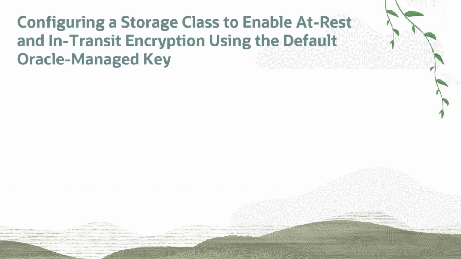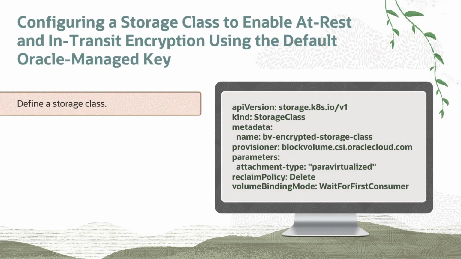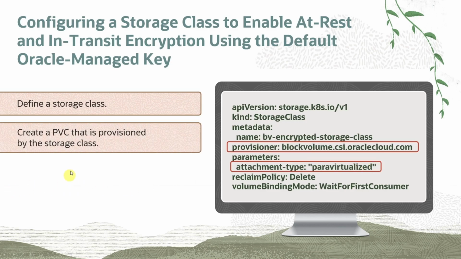To provision a PVC on a block volume using a master encryption key managed by Oracle to encrypt data at rest and optionally in transit, you must define a storage class and set the provisioner to blockvolume.csi.oraclecloud.com. Also set the attachment type field to paravirtualized. You can then create a PVC that is provisioned by the storage class you have created.